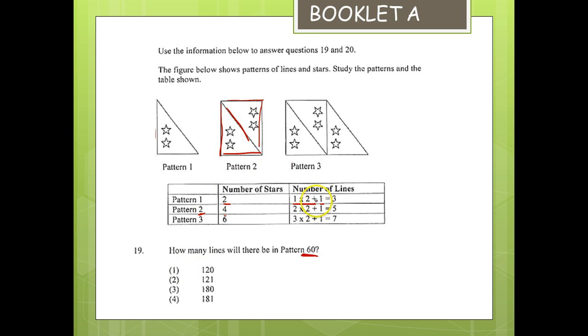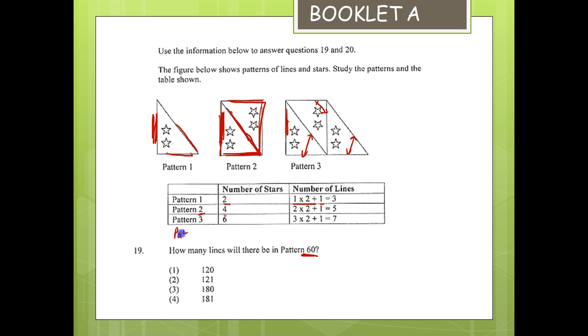Right? So 2 times 2 plus 1. Or you can add this 1 and 2. So this is plus 1, this 1 is constant. This is constant. Okay, this is 1 times 2. Pattern 3. This is constant. So you have 1 pair, 2 pair, 3 pair. Right? So 3 times 2 plus 1.